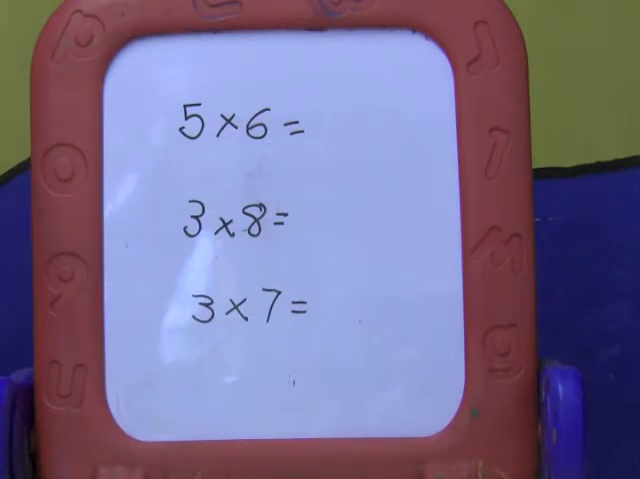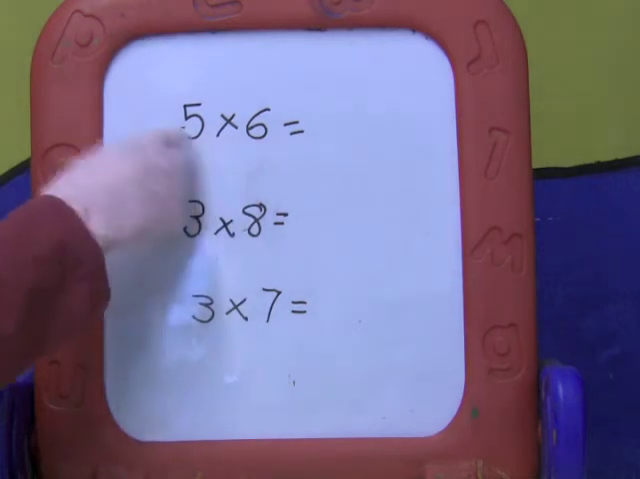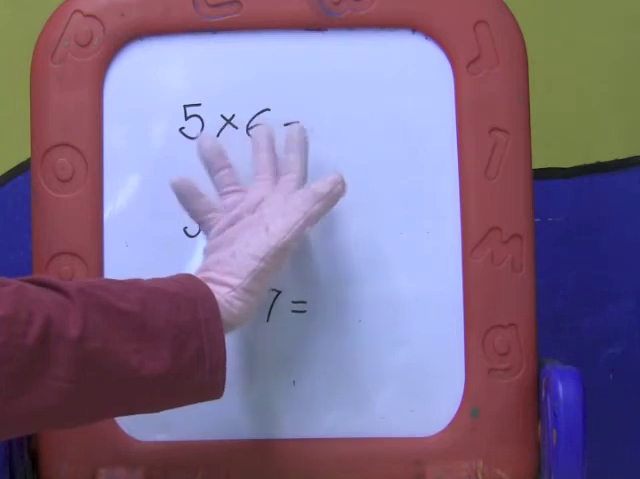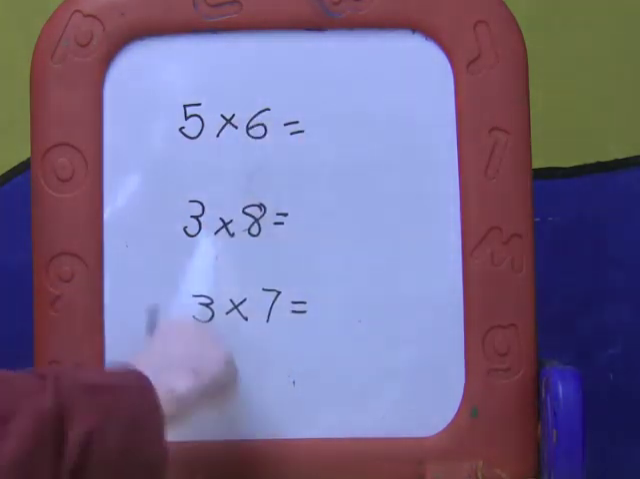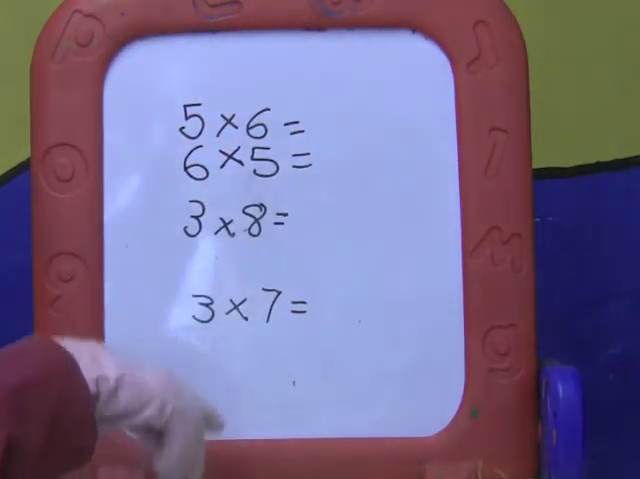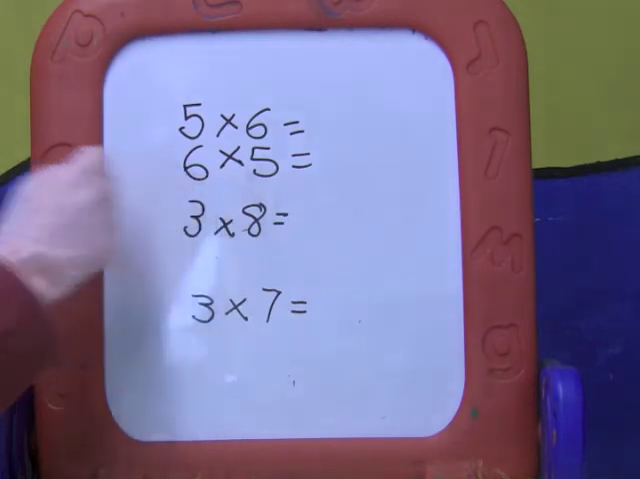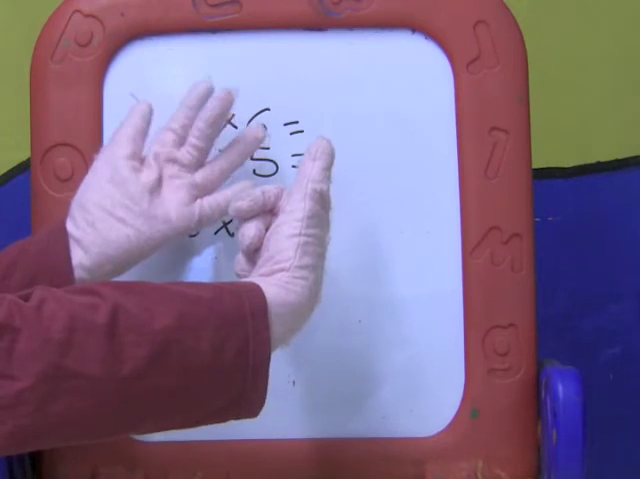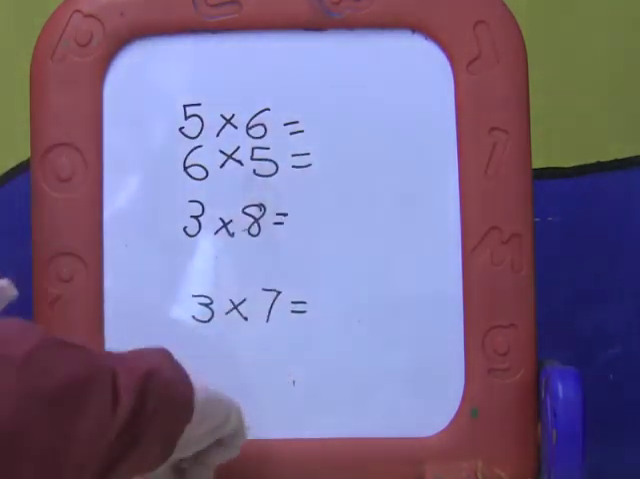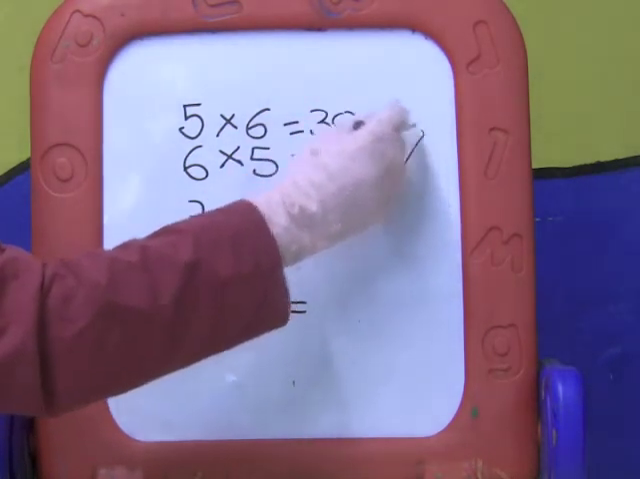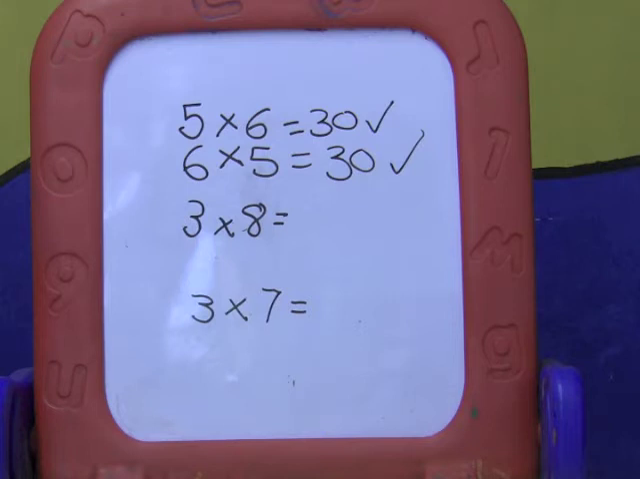Here we go. 5 times 6. So counting 6 for 5 times. Here's my 5 fingers. Oh, I'm not very good at counting in 6s. Switcheroony. 6 times 5. Now I'm going to count in 5s for 6 times. Here's my 6 fingers. 5, 10, 15, 20, 25, 30. And using my switcheroony, I was able to get the answer. Let's have a look at the next one.